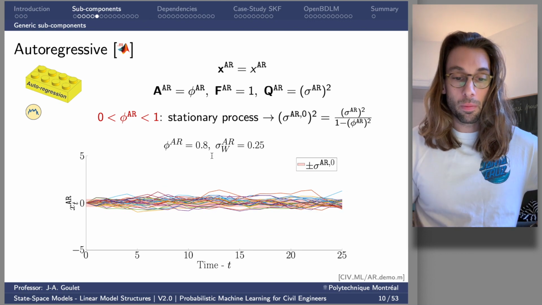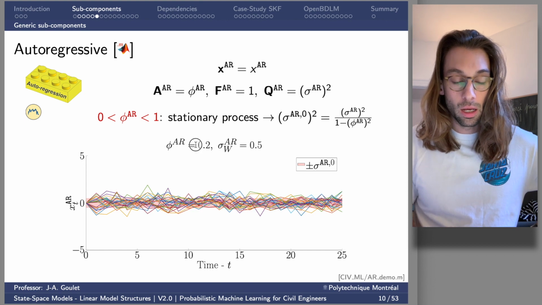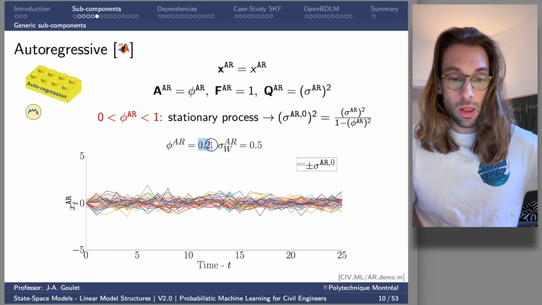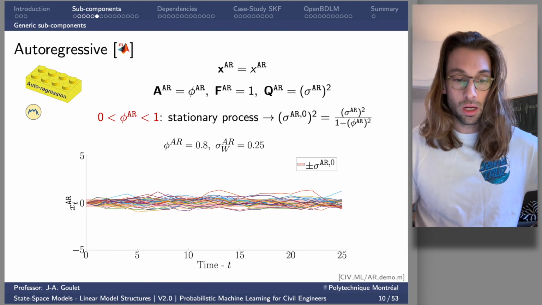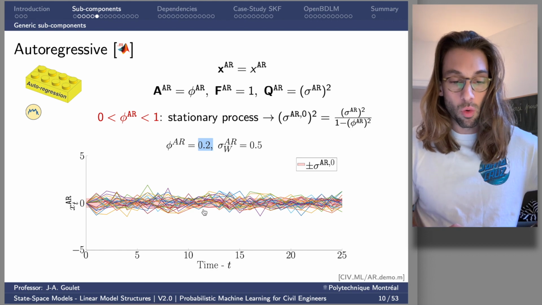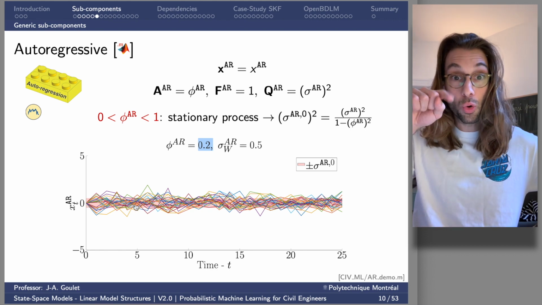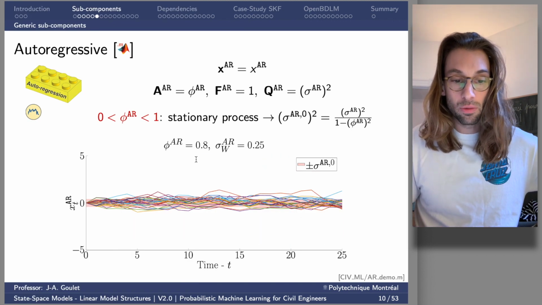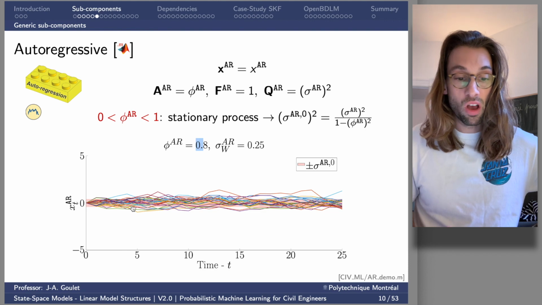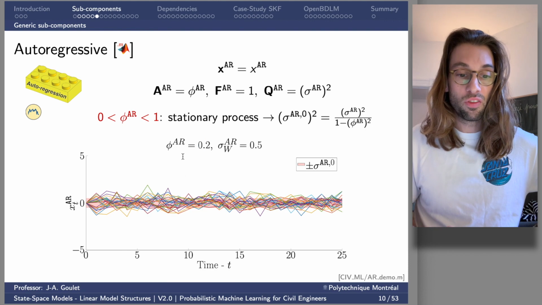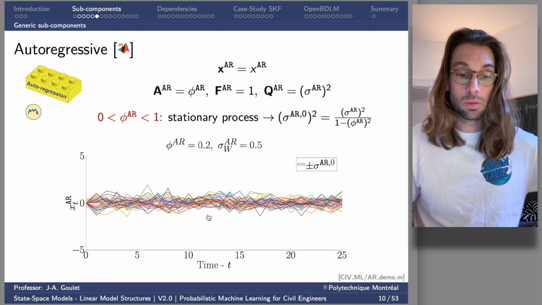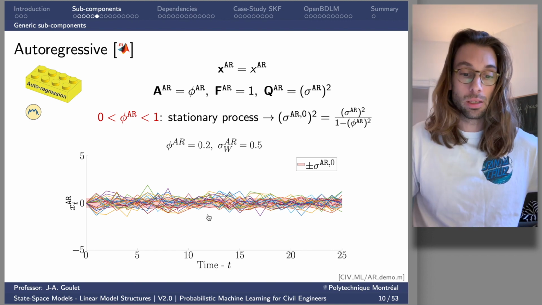What if we compare here by using some different autoregressive coefficient? So we see that by using a smaller value of the autoregressive coefficient, compared here to there, we have more variability here. So at least more short-term variability compared to here, okay? With a phi AR of 0.8, we have more long-term fluctuation. With phi AR equal to 0.2, we have more short-term fluctuation, okay? So this is a more independent process.